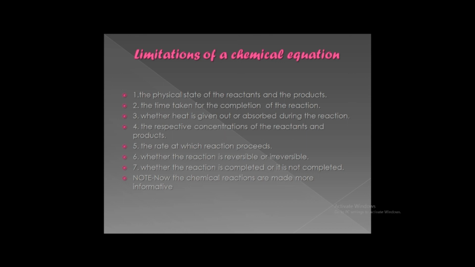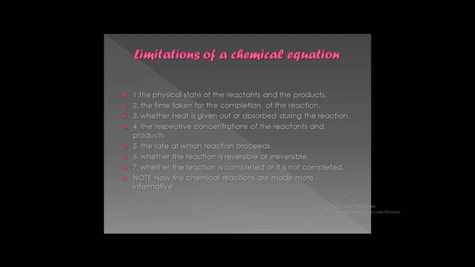Now this problem has been overcome. You will see in some of the reactions, suppose nitrogen reacts with hydrogen to give ammonia, at the bottom of nitrogen a small letter g will be written. At the bottom of hydrogen a small letter g will be written. Then the yields sign will be a reversible sign, and then ammonia, if it is a gas, will be written with a small letter g.